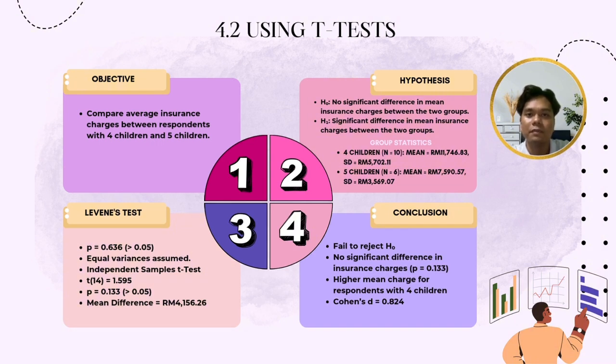I will present the independent sample t-test, which was conducted to compare the mean insurance charge between the respondents with 4 and 5 children. The result shows that the mean insurance charge for the respondents with 4 children was higher than those with 5 children. However, the p-value of 0.133 was greater than 0.05, indicating that the difference was not statistically significant. Therefore, we failed to reject the null hypothesis and conclude that there is no significant difference in insurance charge between the two groups.